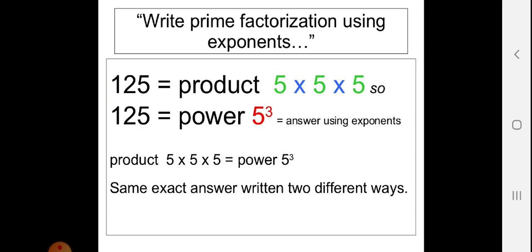Write the prime factorization using exponents. Now 125, you have learned prime factorization in your class 6 and class 7. So when you have a prime factorization of 125, you get 5 into 5 into 5. That means you will write 5 cube or 5 raised to 3. So the product of 5 into 5 into 5 or 5 cube is going to be 125. So you can write either of the ways.